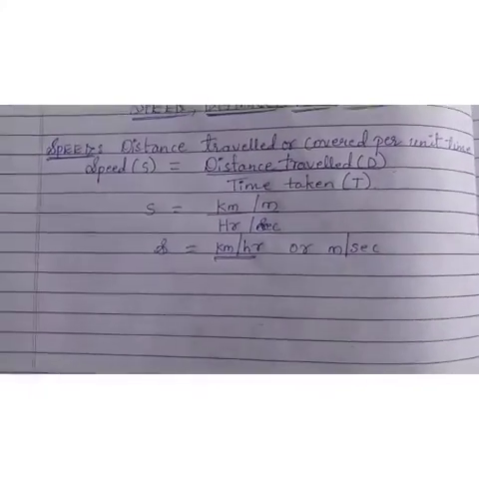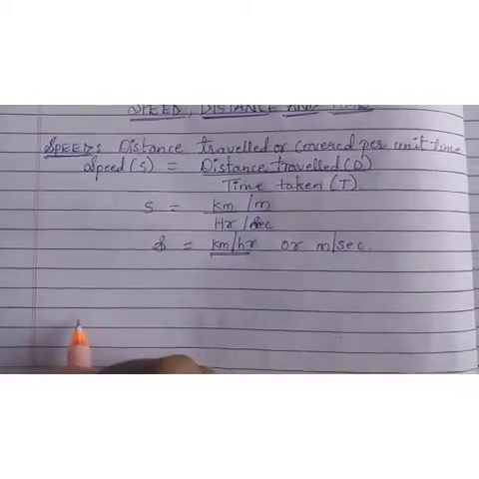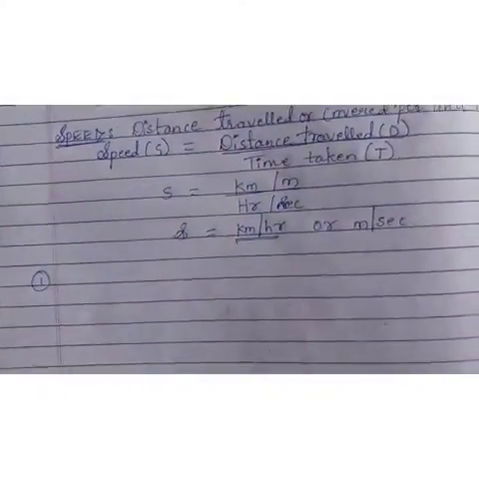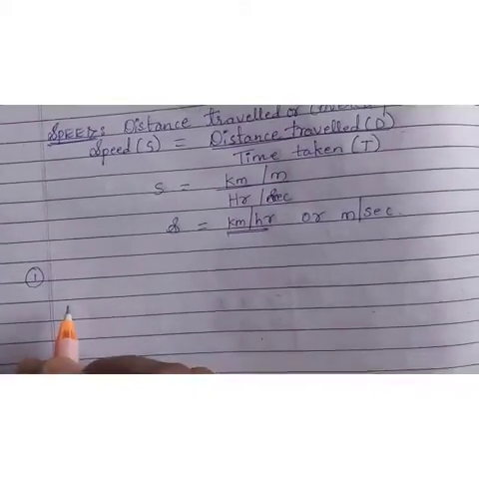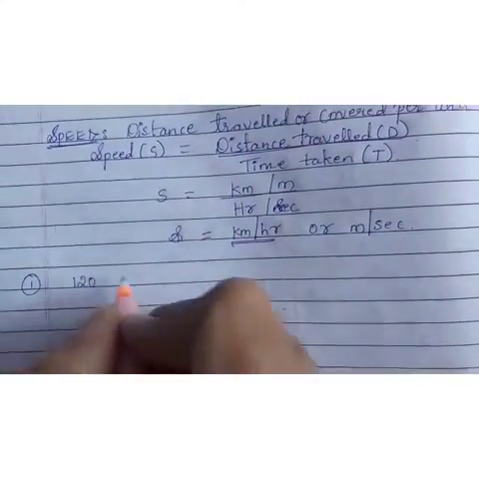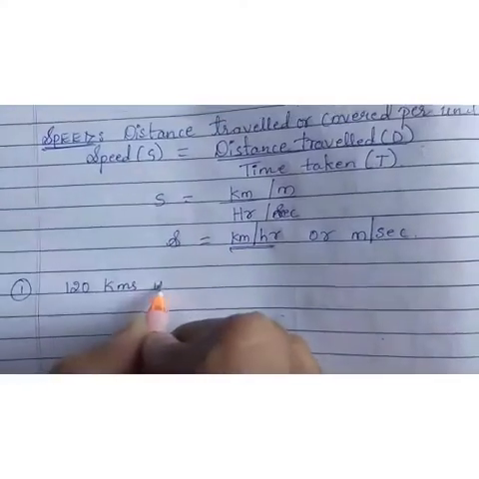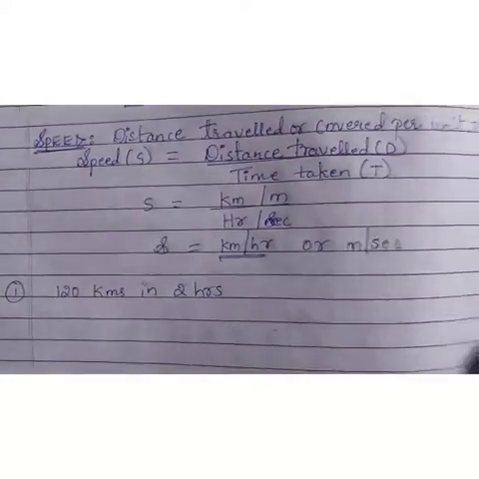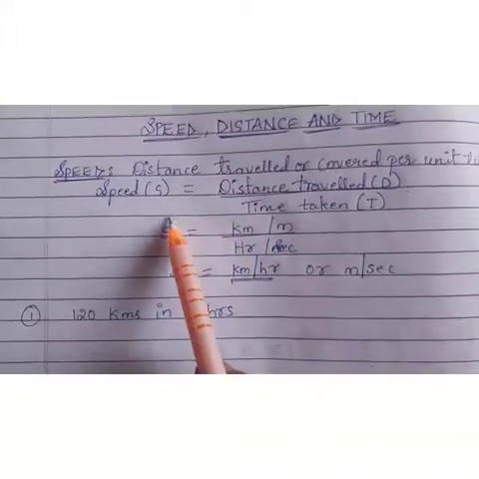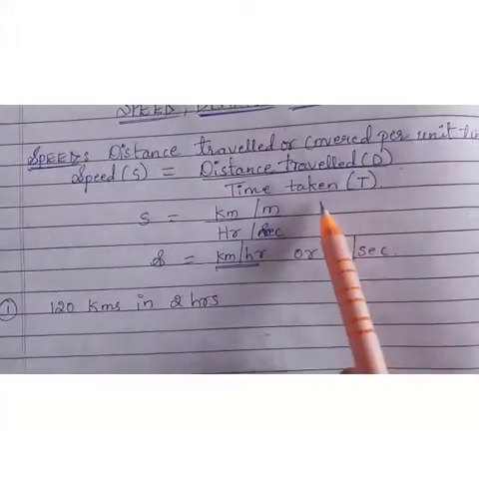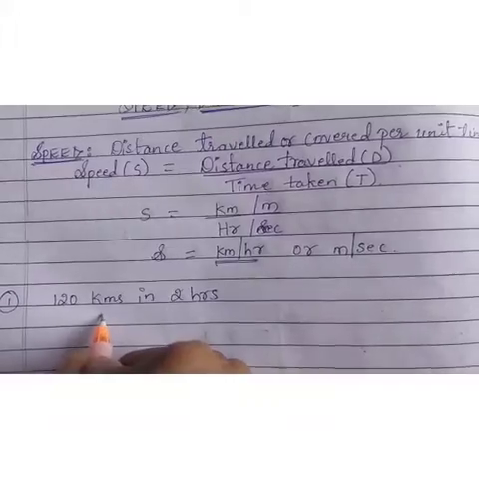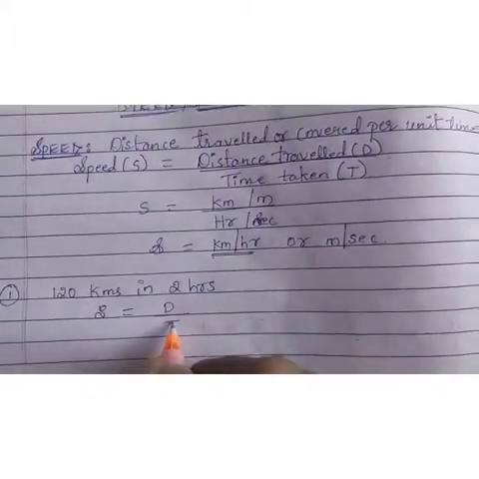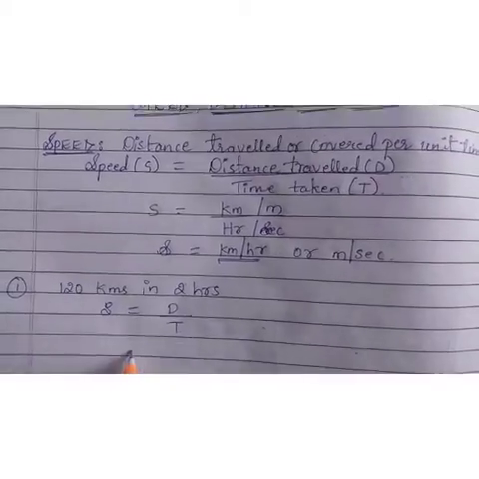Now let us see how to find the speed of a given car. I will take one example. A car travels 120 kilometers in 2 hours. So we have to find the speed of this. What is the formula for speed? Distance traveled upon time taken. So write the formula: speed is equal to distance traveled upon time taken.